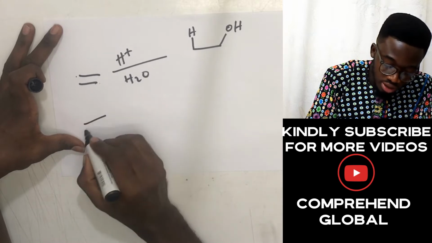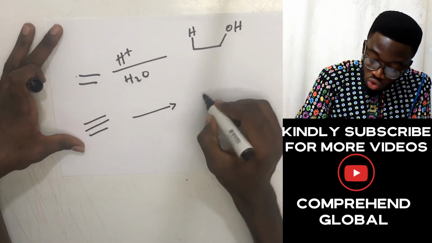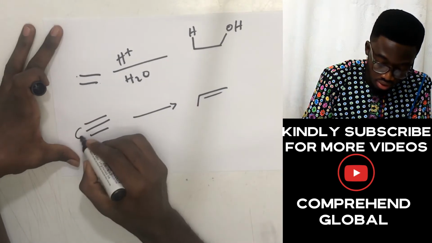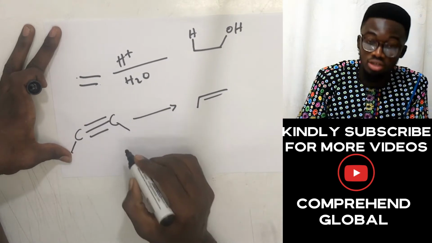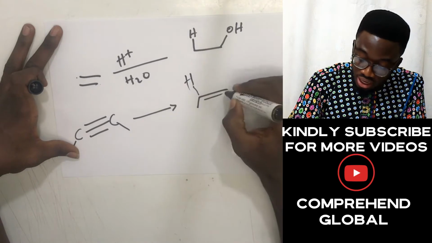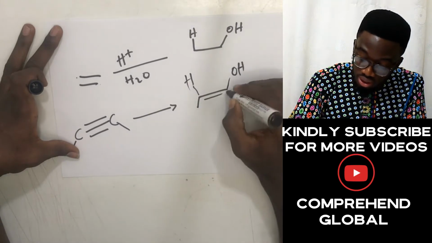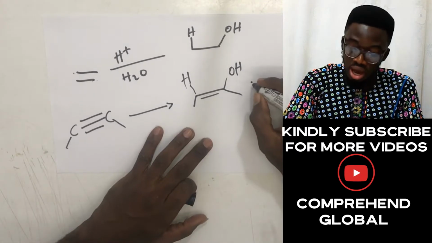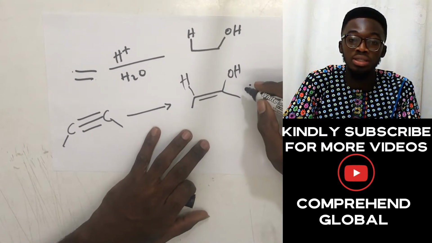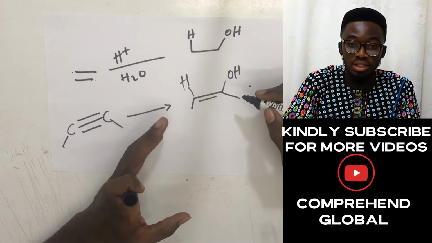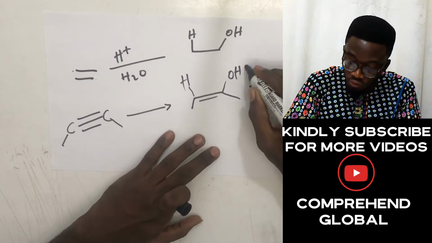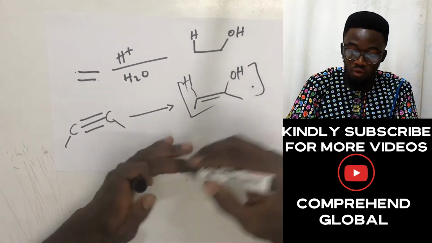But what if you have a triple bond? Do we also get H and then OH like this? That's what we are going to look at here. This won't happen, or even when it happens, it can't be isolated. It is more of an intermediate that is being formed.